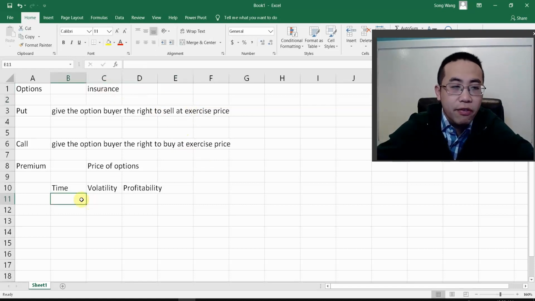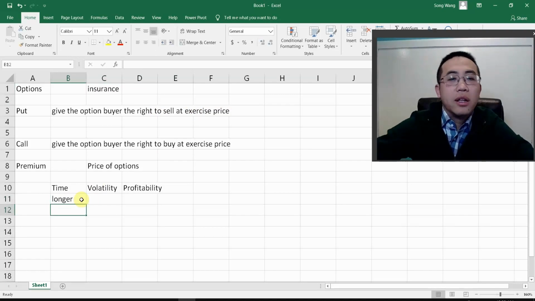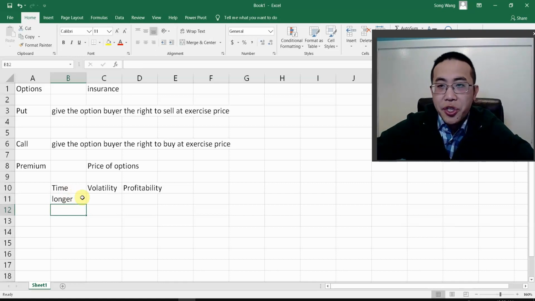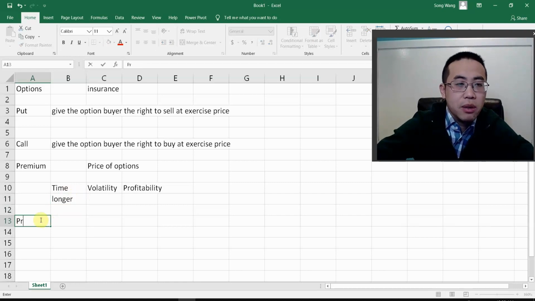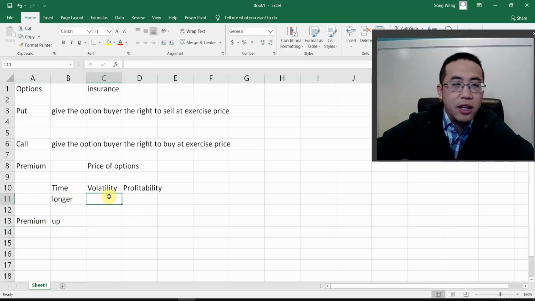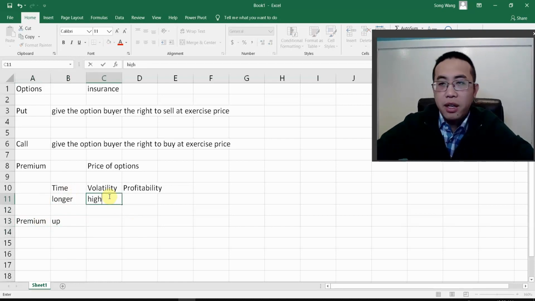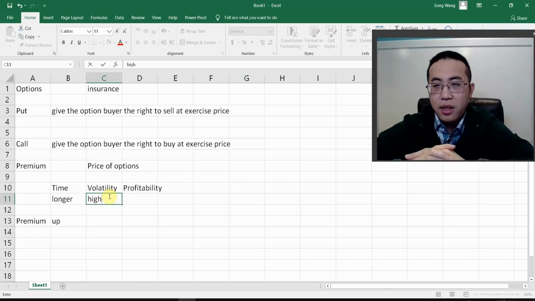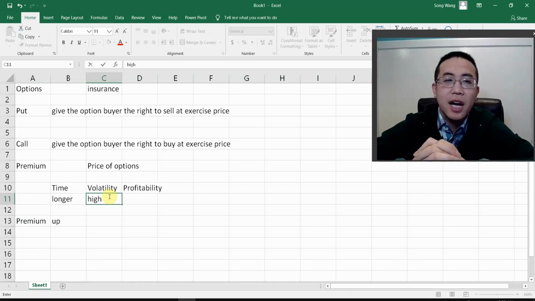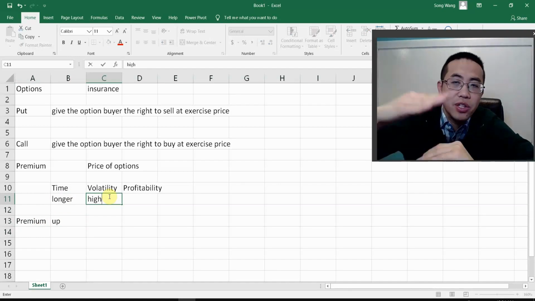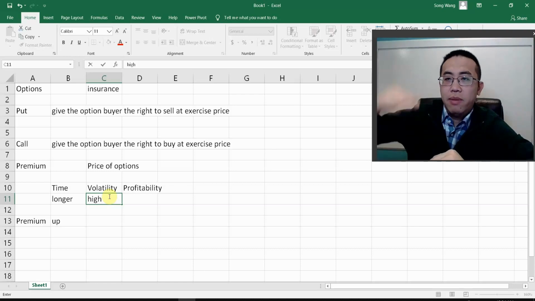For example, if the time to maturity is longer, that means there's more uncertainty. A lot of things could happen in a long time, so that helps boost up the premium. The premium will go up. And also, if the volatility is high, so volatility basically is the risk in the exchange rate. So we use the standard deviation to calculate that risk. So this is a small volatility, and this is a big volatility.